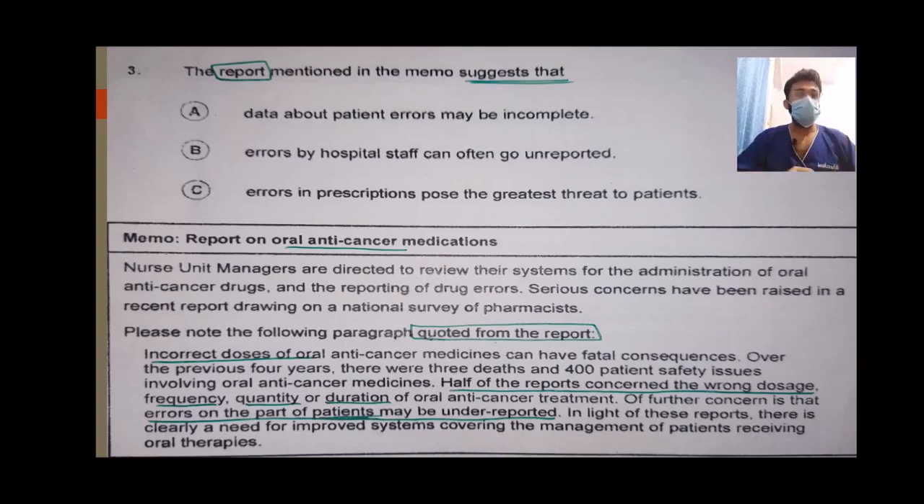And data about the patient errors may be incomplete. This is the option. Read in the second last line that errors on the part of the patient may be underreported. So data about patient errors may be incomplete, underreported or incomplete. These are synonymous words and we have to search for these. So our answer is A.